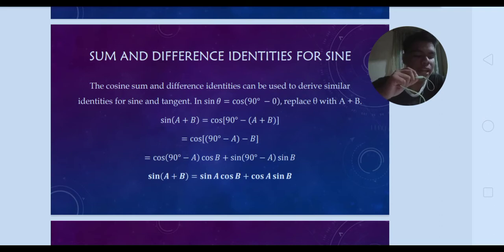Then we have to get the cosine difference identity, which was discussed in the previous lessons. So the cosine difference identity is cos of 90 degrees minus a times cos b plus sine of 90 degrees minus a times sine b. Therefore, the cofunction identities or the sum identity for sine is sine of a plus b is equal to sine a times cos b plus cos a times sine b.